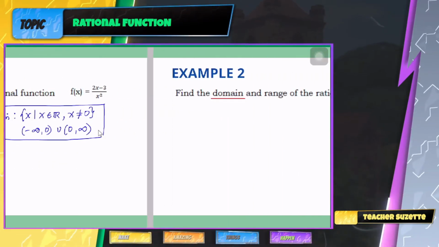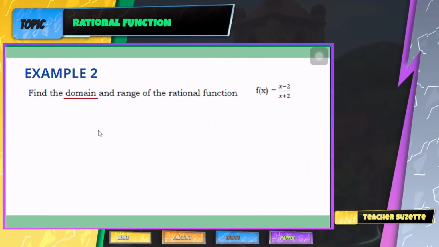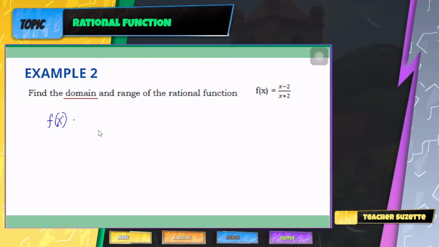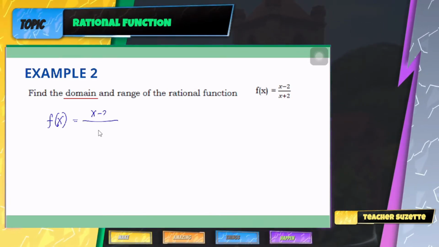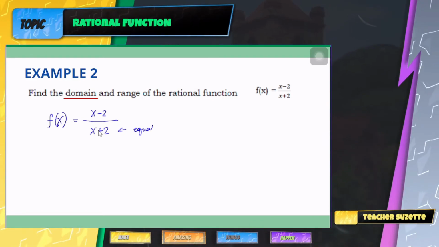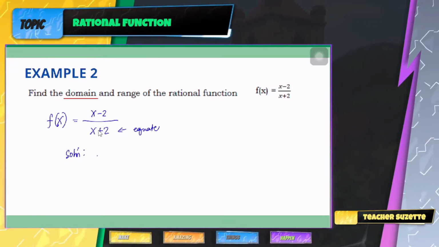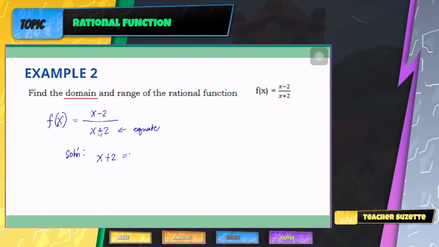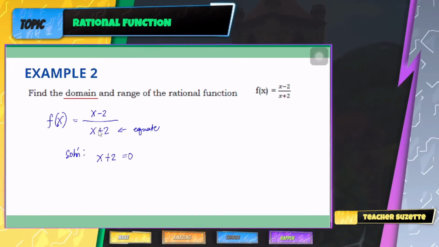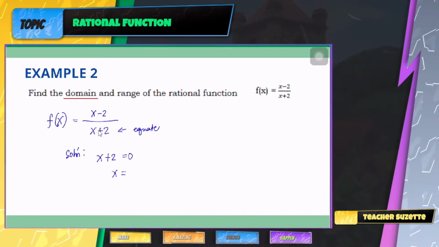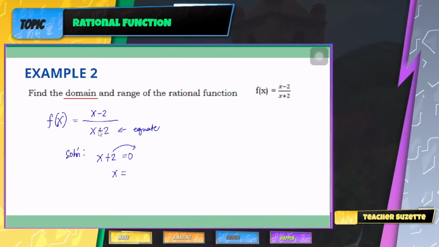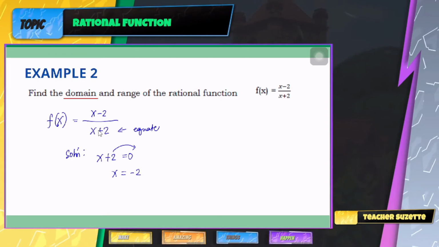Now let's have our second example. If we have f of x equal to x minus 2 all over x plus 2, the steps are the same. We just equate our denominator to 0. Solution: x plus 2 equals 0. Then simplify by solving for x. Let's transpose the positive 2, and you will have negative 2.